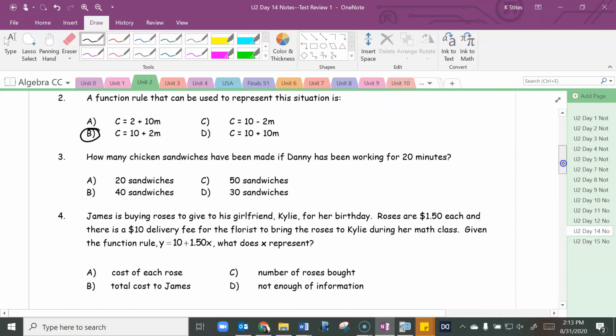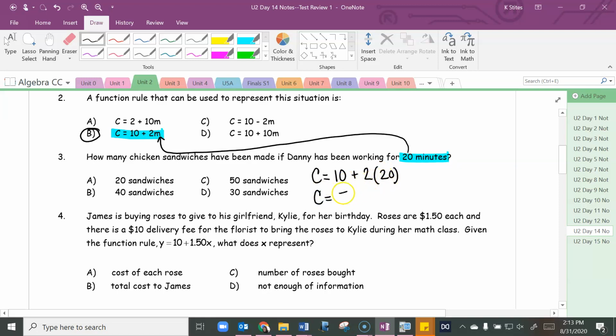How many chicken sandwiches have been made if Danny has been working for 20 minutes? So let's go ahead and use our function rule from right here. We have 20 minutes, that's our time, so we're going to plug 20 in for M. So that's 10 plus 2 times 20. Order of ops, 2 times 20 is 40, plus 10 is 50, and this is chicken sandwiches. And so that would be option C.